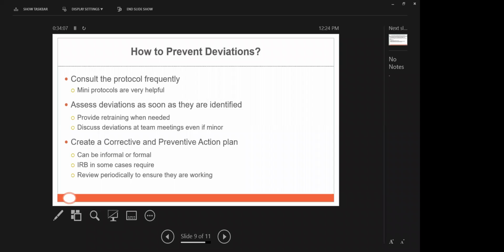In some cases, like I said, with the major deviations, the IRB does require to see a corrective action plan. So you'll have to submit that to them before they acknowledge your deviation. And the other thing to keep in mind with corrective action plans is that you want to review them periodically. You may come up with a preventative action that, 2 months down the line, you realize, oh wait, we didn't really get to the root cause of why this happened, and our preventative action is not working. And so you may have to revise that preventative action to try and address the deviations from reoccurring.